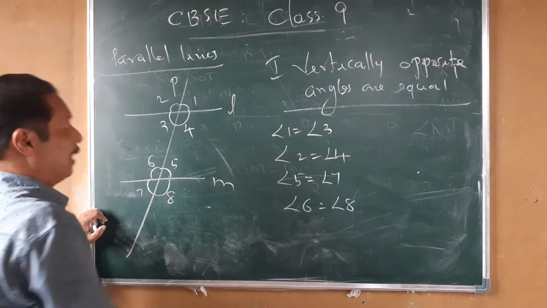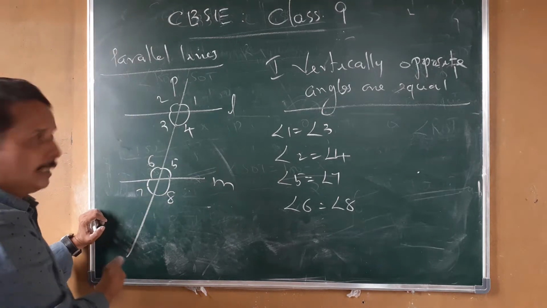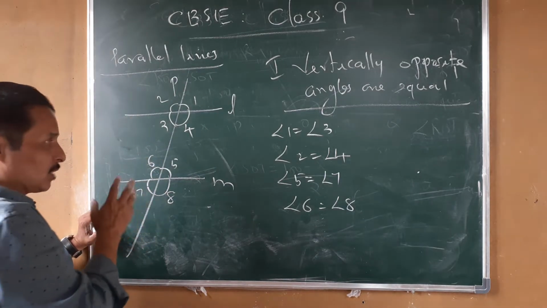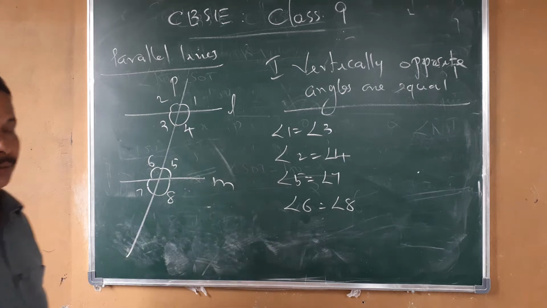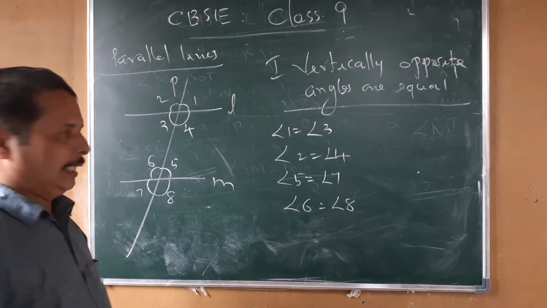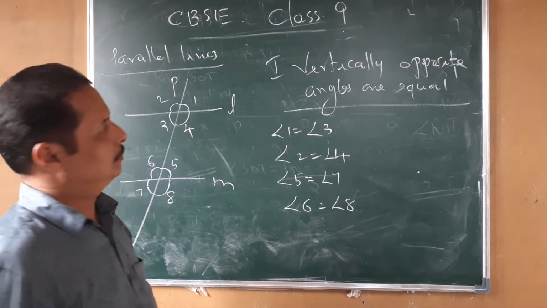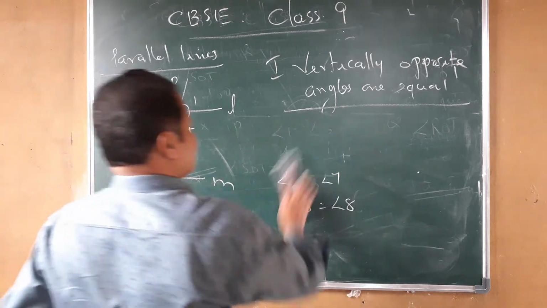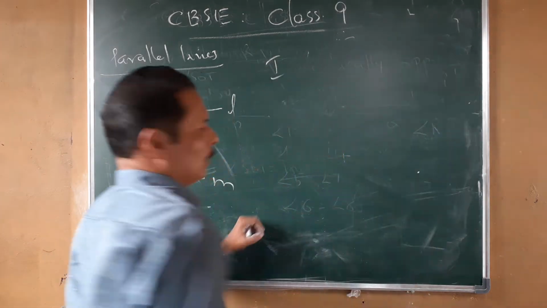These two lines are parallel and P is cutting the line. This is the transversal. Transversal means intersecting lines. So there are 4 pairs of vertically opposite angles and they are equal. Vertically opposite angles are equal. Is it clear? Second data.